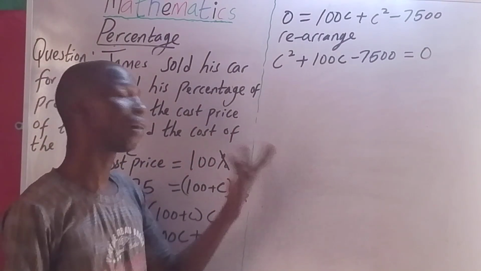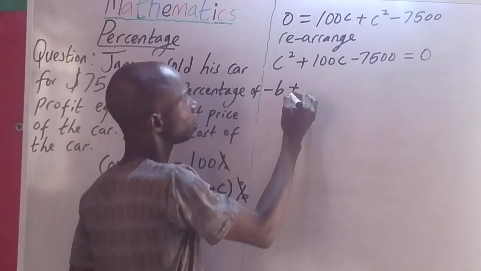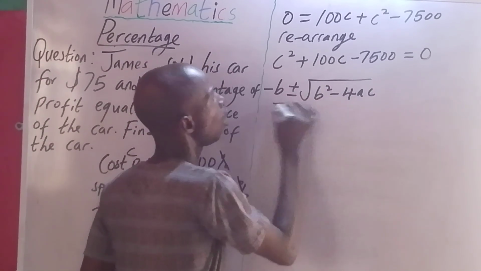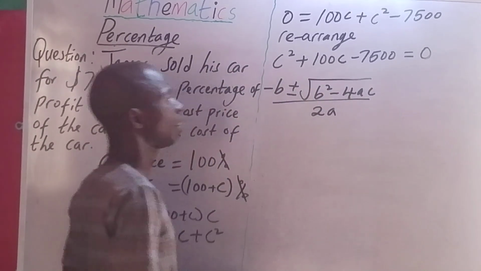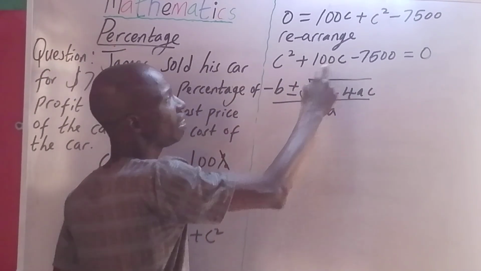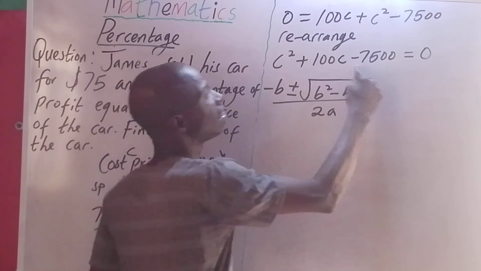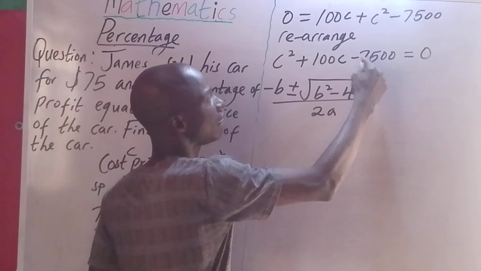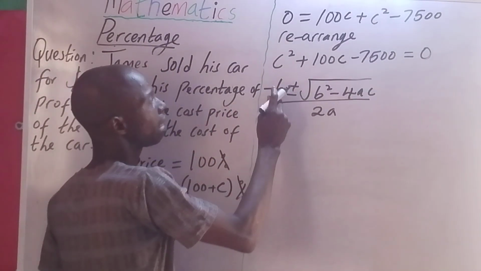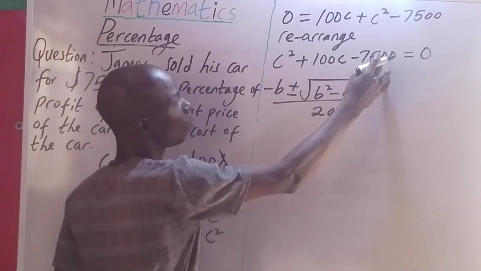To do this, I will engage the quadratic formula that says minus b plus or minus the square root of b squared minus 4ac, all divided by 2a. In essence, the a is the coefficient of C squared, which is 1. The b is the coefficient of C, which is 100. Then the c is the constant here, which is minus 7,500. So anywhere I see b, I'll put 100. Anywhere I see a, I'll put 1. Anywhere I see c, I'll put minus 7,500.